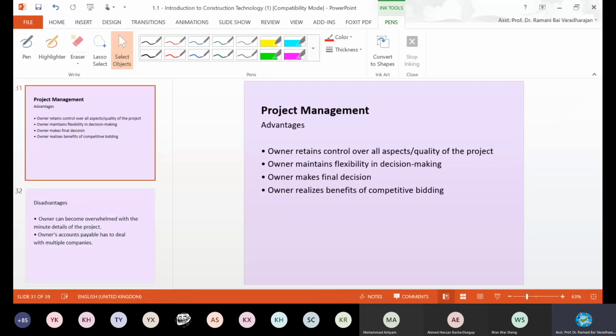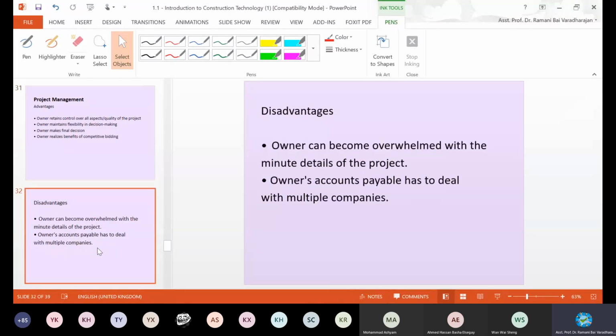Next one, advantages. In project management, the owner retains control over all aspects, including the quality of the project. The owner maintains flexibility in decision making. The owner makes the final decision. The owner realizes the benefits of competitive bidding. Disadvantages, let me read the disadvantages also so that you can compare.